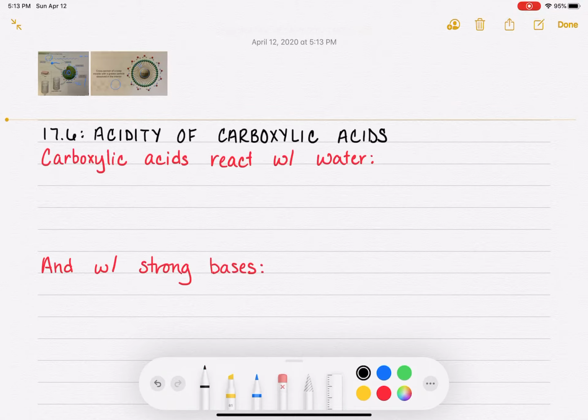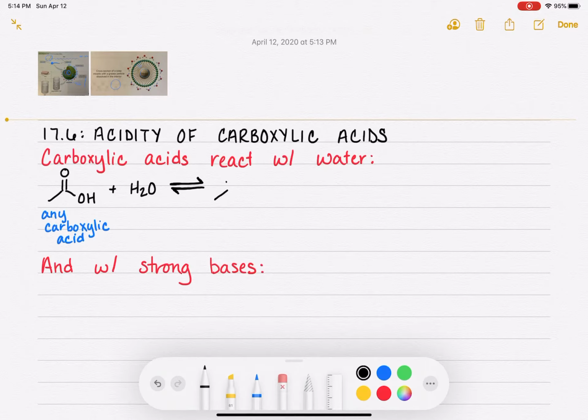So for the reaction with water, I'm going to use just this little carboxylic acid because it's easy to draw, but this reaction is the same for any size carboxylic acid, no matter how big it is. So this would be any carboxylic acid. And when we react any carboxylic acid with water, the reaction is an equilibrium reaction, which you learned in Chem 121. That meant that the forward reaction and the backward reaction are both taking place at the exact same time.